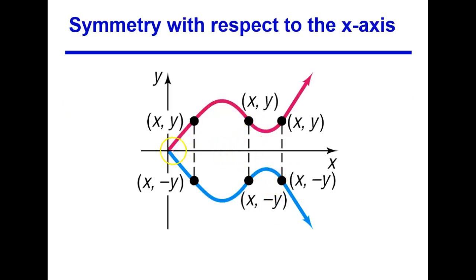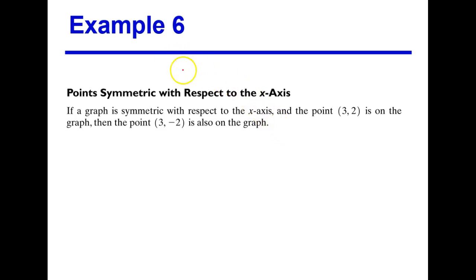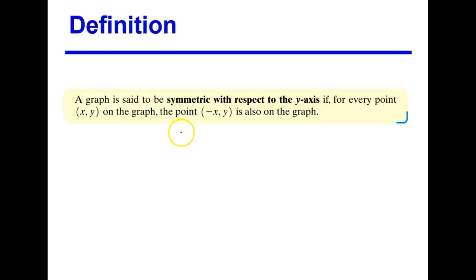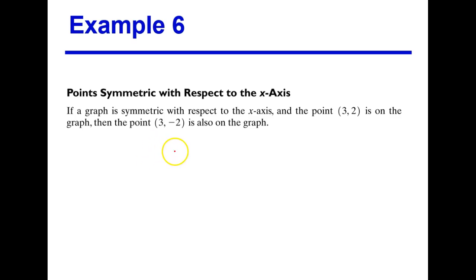So here's a graph that shows symmetry with respect to the x-axis. I can see that each point is exactly the same distance from the x-axis as its corresponding point in the other color graph. So example number 6, let's look at these points. If a graph is symmetric with respect to the x-axis and the point 3, 2 is on the graph, then the point 3, negative 2 is also on the graph. That's just showing exactly what we were just looking at. Now I could also graph that if I needed to.